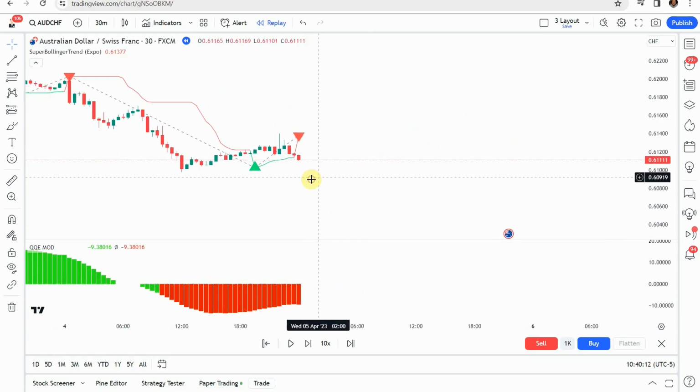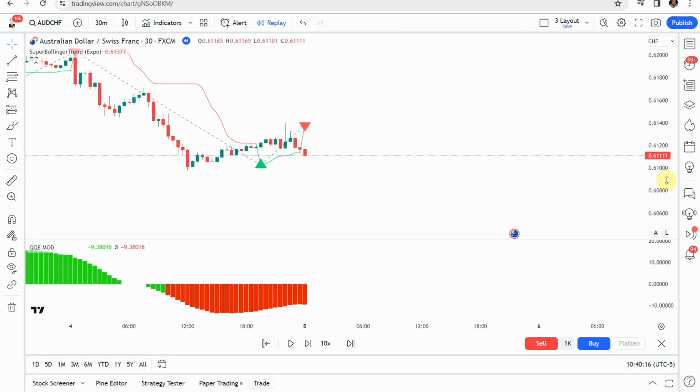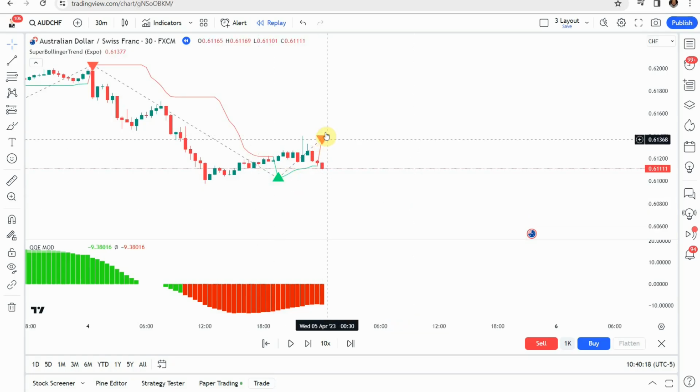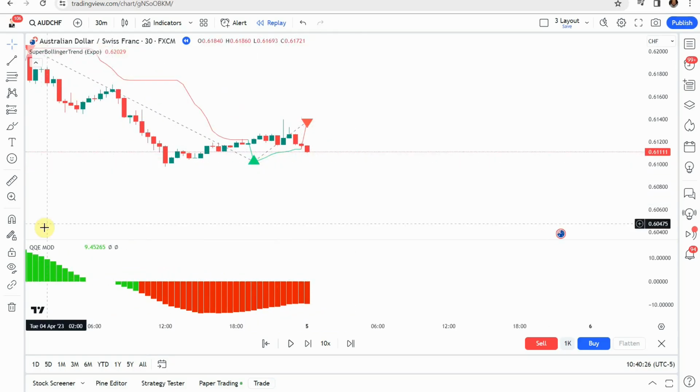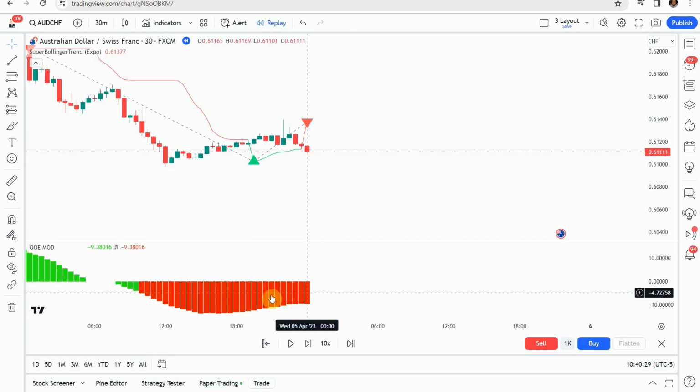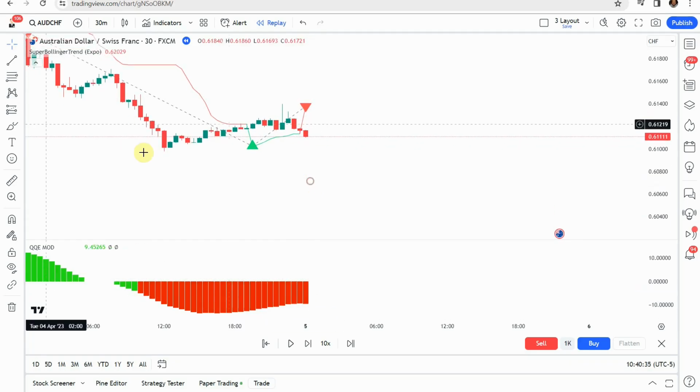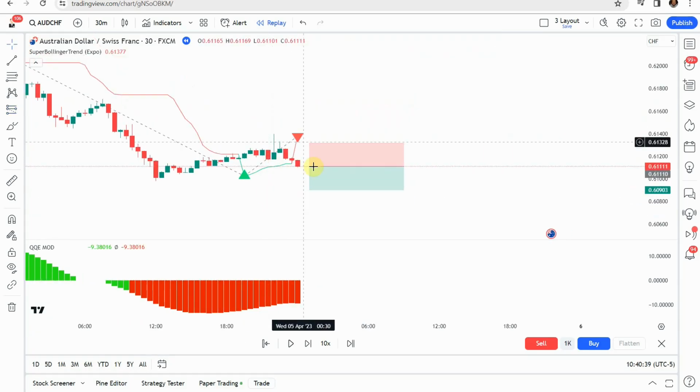So what we're looking for is the Super Bollinger Band to give us a signal whether we're going short or long with these arrows right here. A red arrow means short, a green arrow means long. When we get a red or green arrow, we're then going to look for the QQE mod to match the same color. So right here, we get a red arrow and the QQE mod is also red. That's going to be our signal to take a short position. We're going to take a short there.